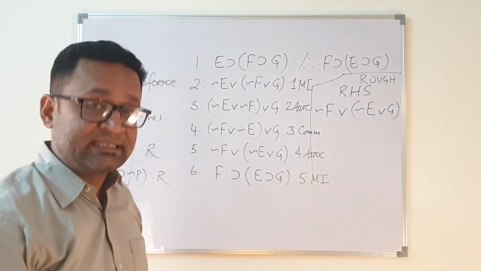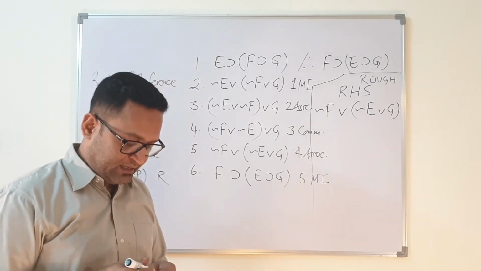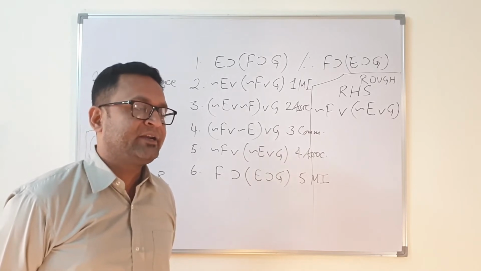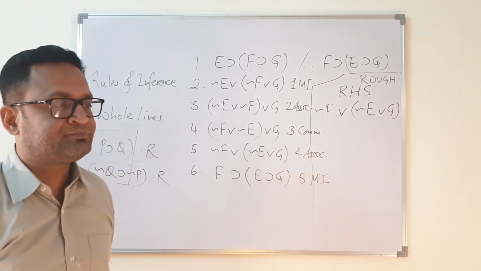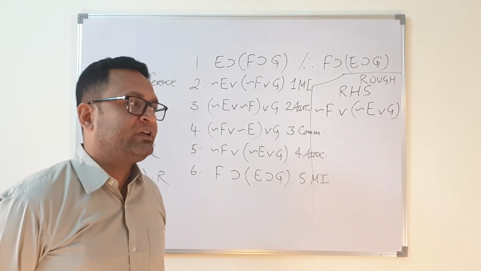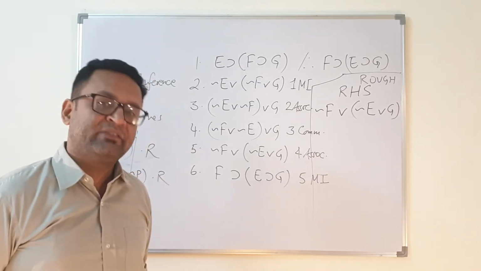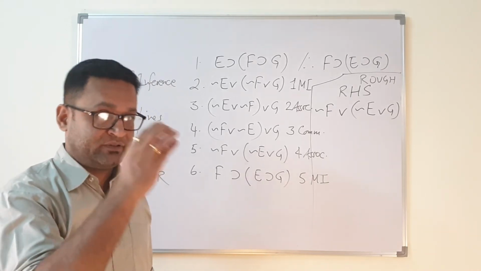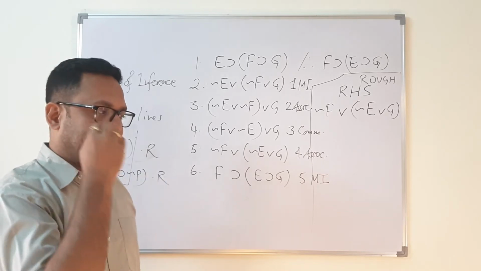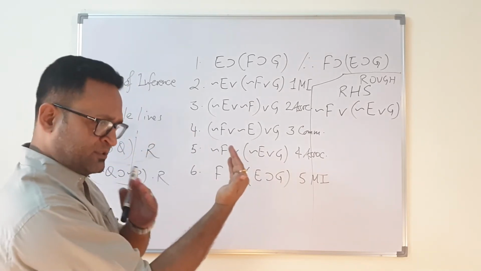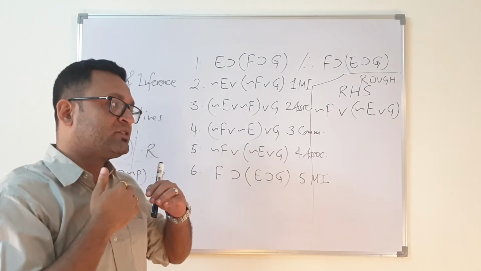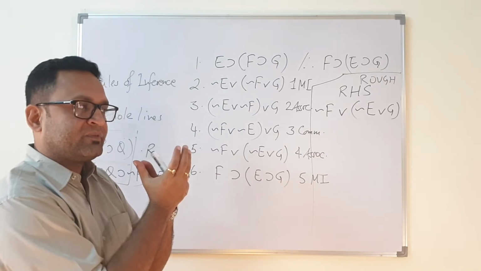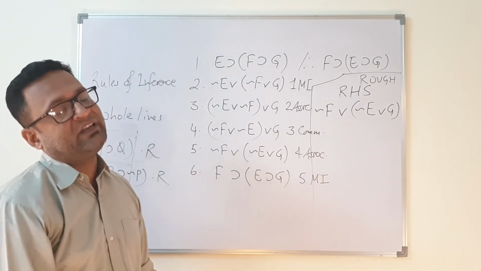So another important distinction between the rules of inference and the rules of replacement is that rules of inference can be applied only on whole lines of a proof. On the other hand, rules of replacement can be used on the whole line of the proof as well as on part of the line, a small part of it, whereas rules of inference can be used only on whole lines. You cannot find a part of the line and apply rules of inference there.